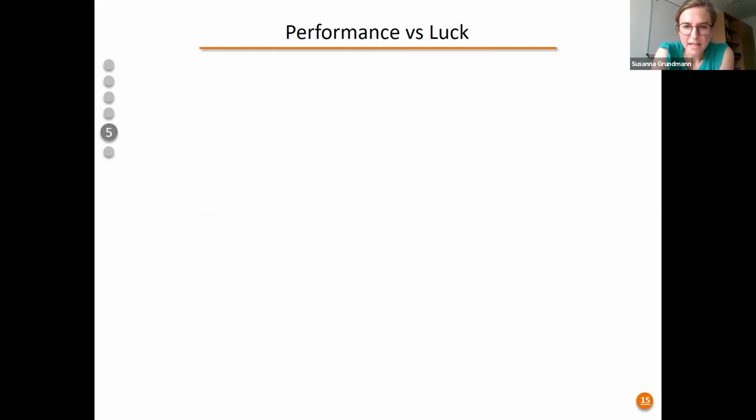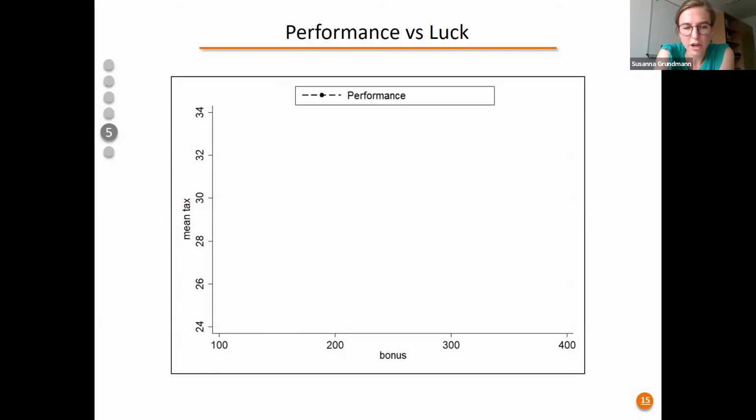Okay, now taking a look at the difference between treatments. First of all, I pooled the data for the 2 performance and the 2 luck treatments. And looking only at the performance treatment first, here I expected the mean reported tax rate to decrease with the bonus. And we can see that this is actually the case.